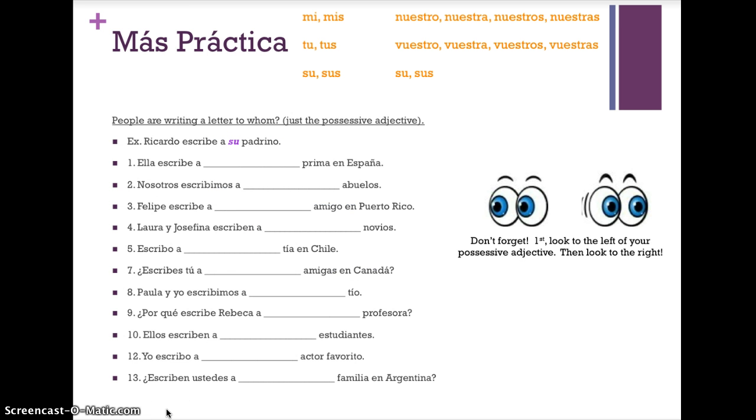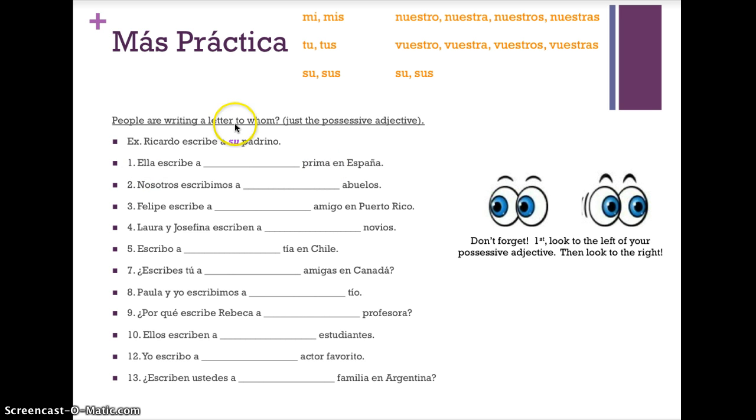So now this is a little bit different. We're always going to be writing a letter to someone, but who's writing the letter to who changes which possessive adjective we're going to use. So you're going to look at the subject, and that's going to tell you which box to pull from. And then you're going to look at the object, the person they're writing the letter to, basically, and you're going to choose which one it is.